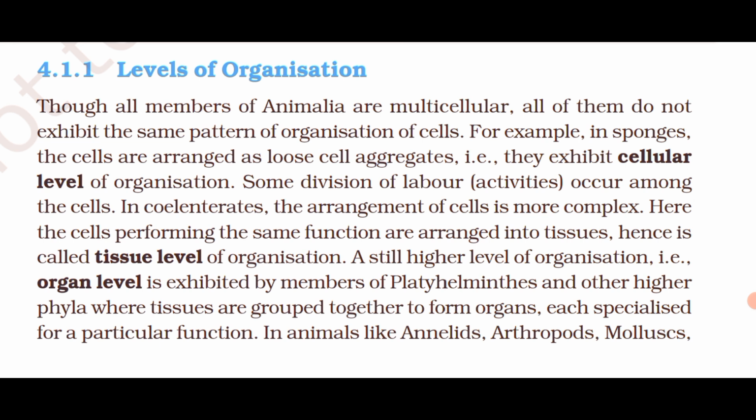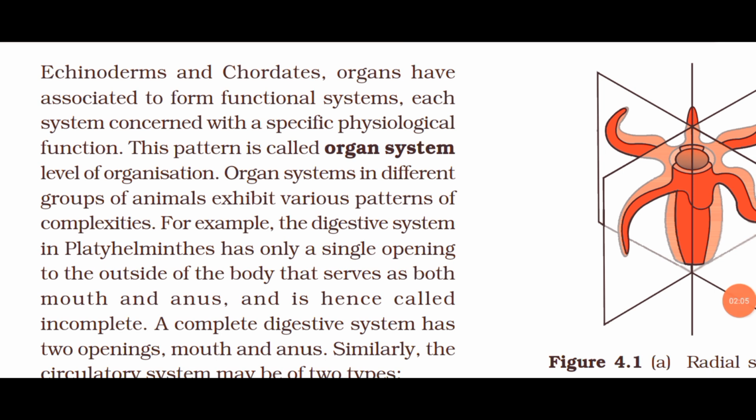A still higher level of organization, that is organ level, is exhibited by members of platyhelminthes and other higher phyla, where tissues are grouped together to form organs, each specialized for particular functions. In animals like annelids, arthropods, molluscs, echinoderms, and chordates, organs have associated to form functional systems, each system concerned with a specific physiological function. This pattern is called organ system level of organization. Organ systems in different groups of animals exhibit various patterns of complexities.